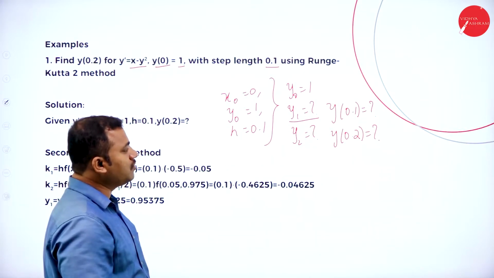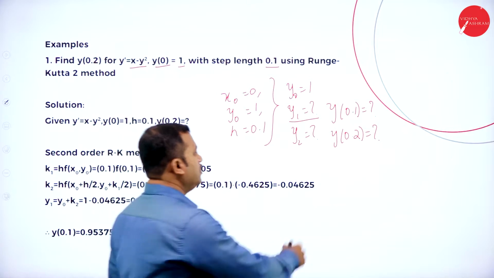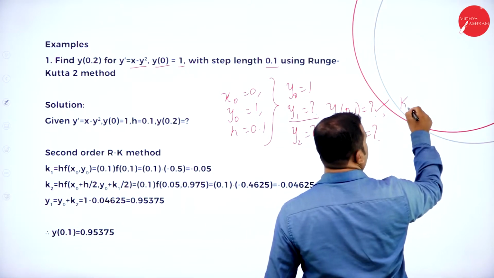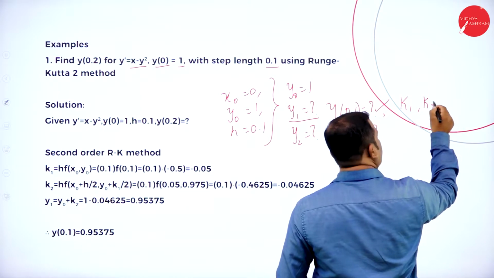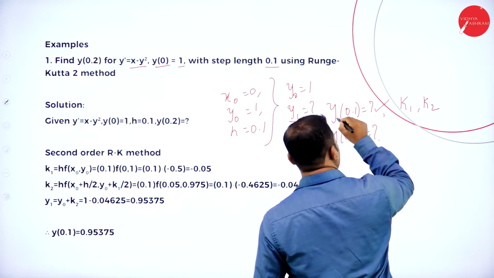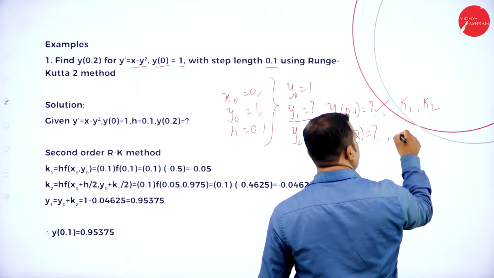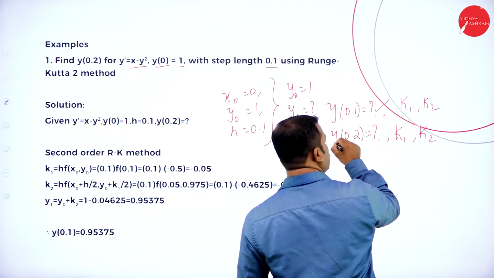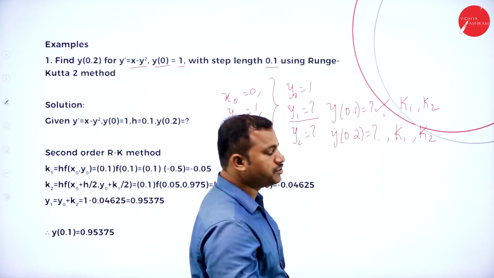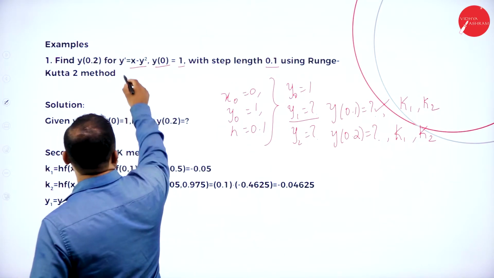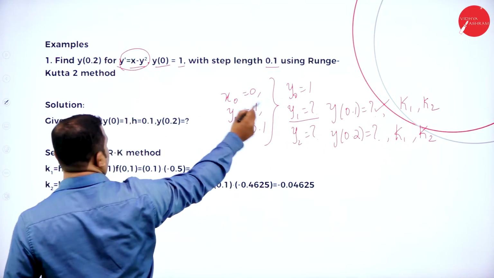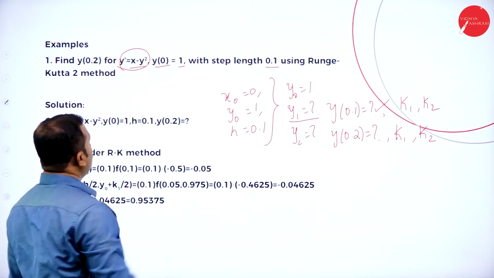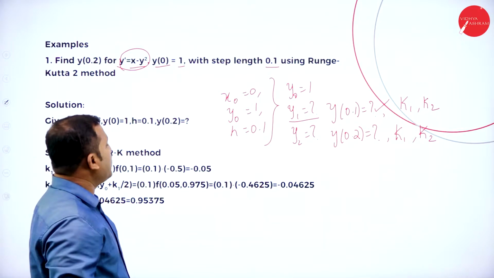In order to calculate y of 0.1, you need to obtain the values of K1, K2. With this K2, you are going to find out y1. Then again K1, K2 for this, and with this K2, you are going to find out the value of y2. Let me show you the example as to how you can find out the values of y of 0.1 and y of 0.2, that is y1 and y2, for this equation y dash is equal to x minus y square.